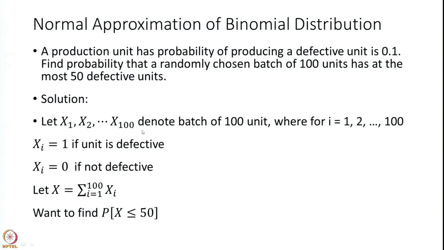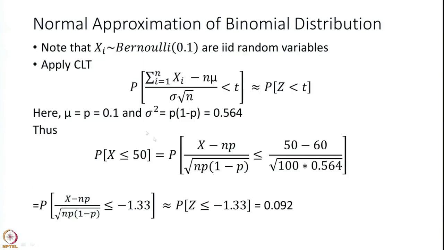So, x1, x2, x3, ..., x100 denote the 100 units. And we say that xi is 1 if the unit is defective and xi is 0 if it is not defective. And we define x as a summation of xi, i equal to 1 to 100, and we want to find the probability that this x, the summation, is less than or equal to 50. So, xi is a Bernoulli trial with a probability of defective as 0.1.